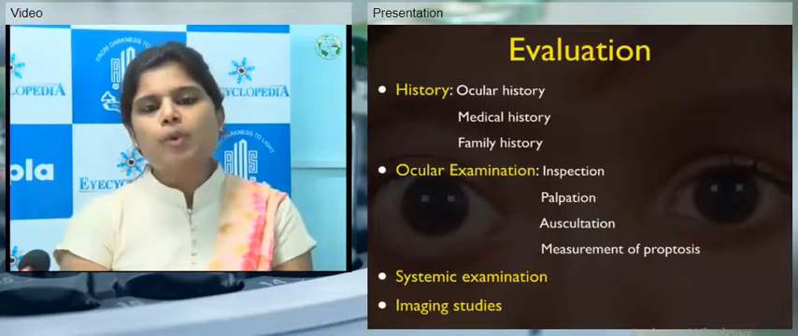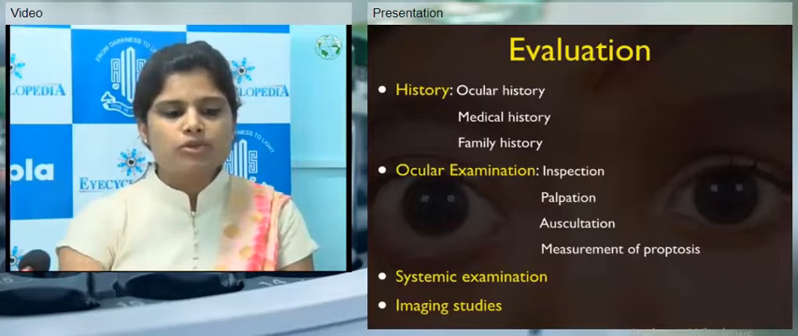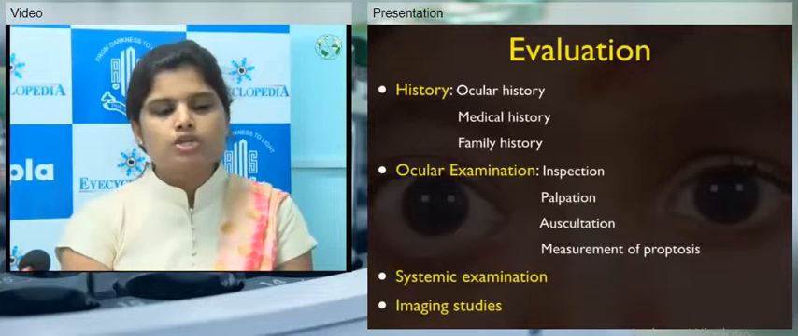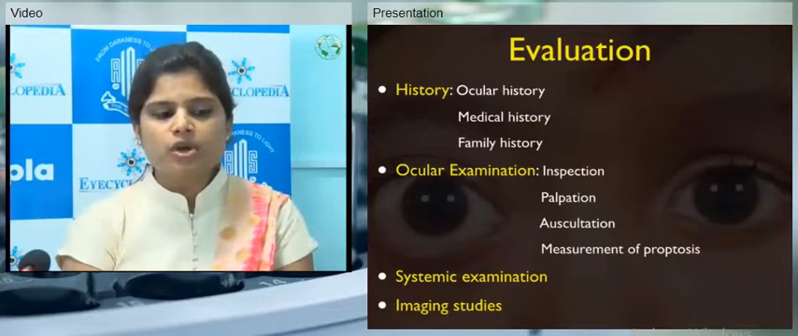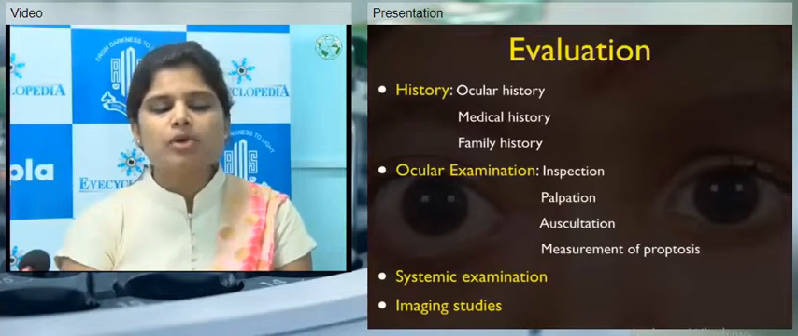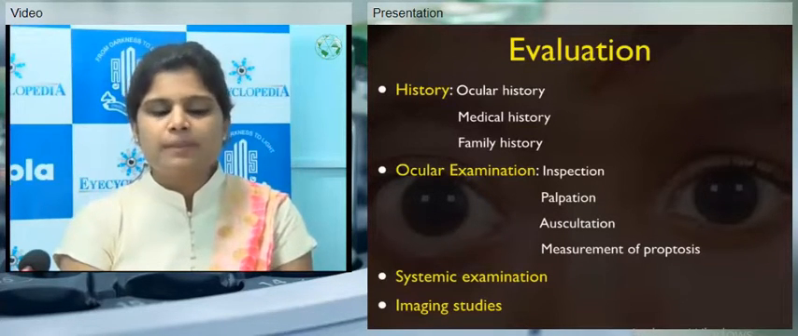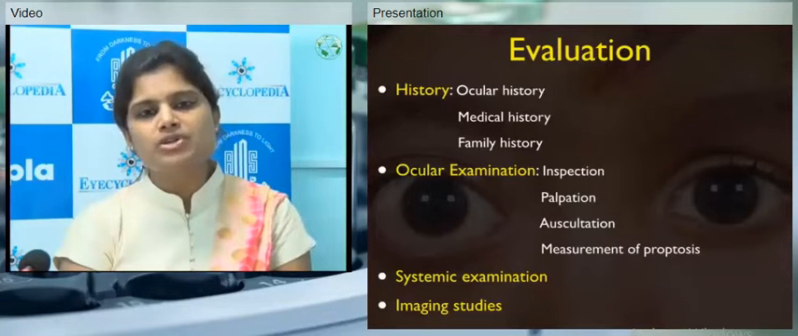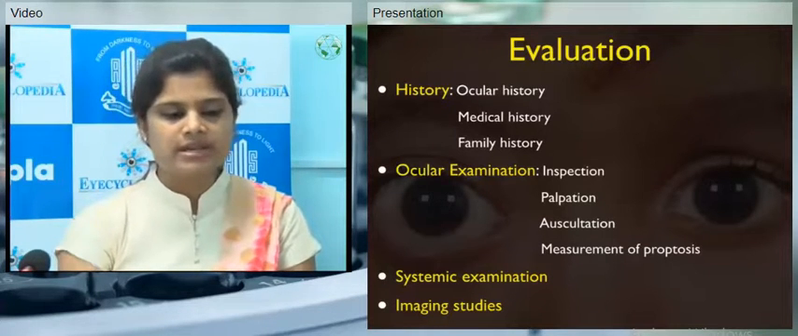Coming to the proper evaluation, that was about the classification of proptosis. Next, the evaluation of proptosis. The proper evaluation always starts with history. We should ask not only about the ocular history, but also about the medical history and the family history. Then the ocular examination, which we will go through in the following order: first the inspection, then palpation, auscultation, and then the measurement of proptosis. And then of course the systemic examination and the imaging studies.